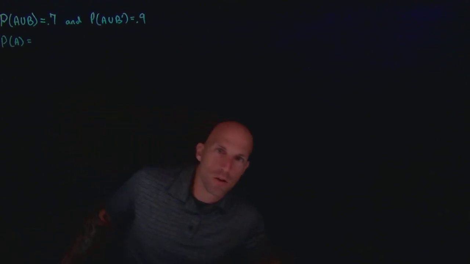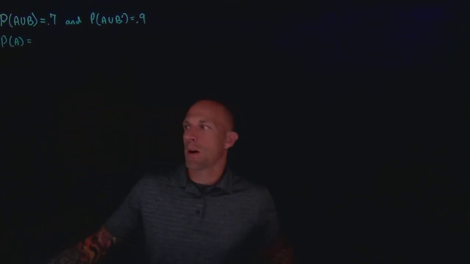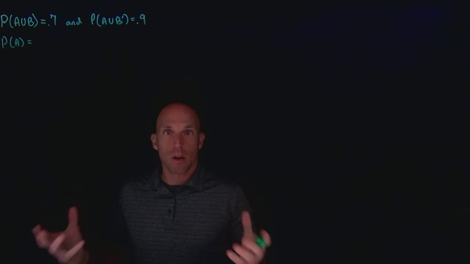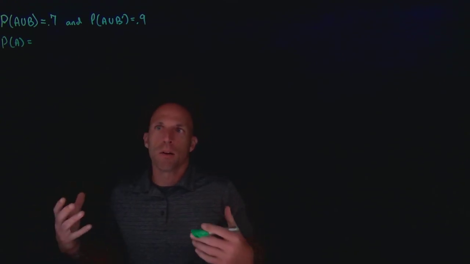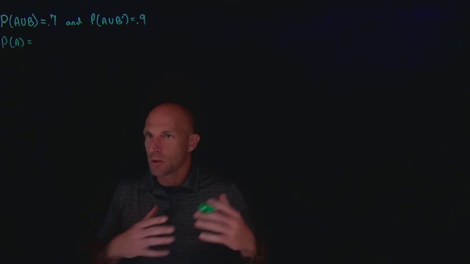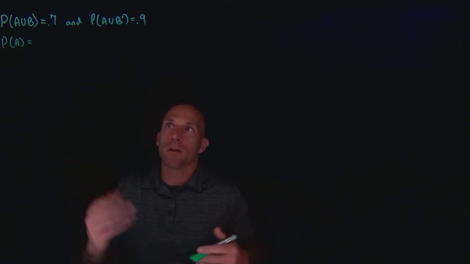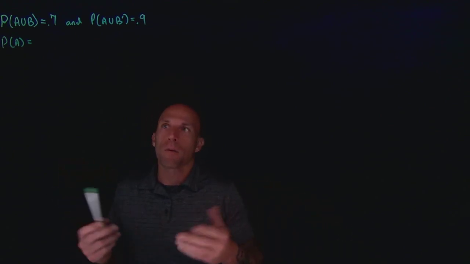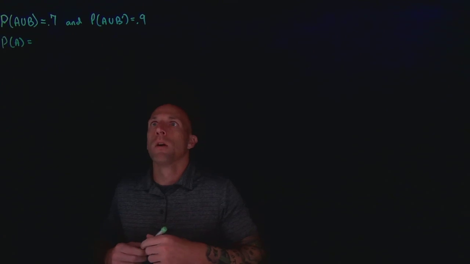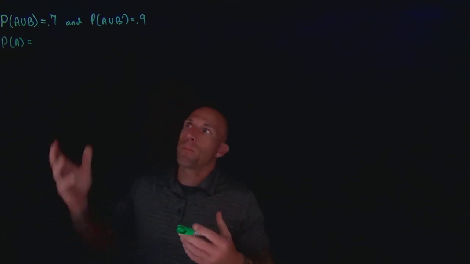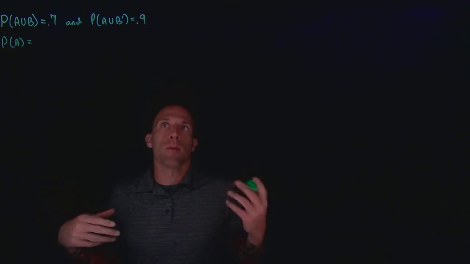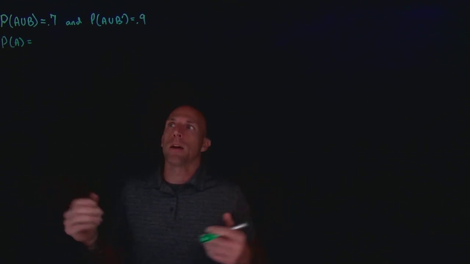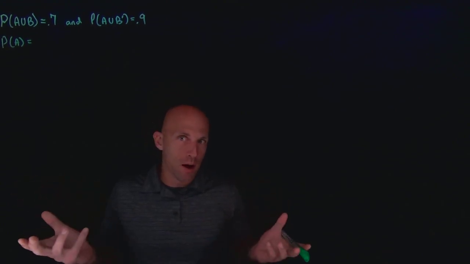All right, this is problem 3 from the SOA's released problems for exam P. And you can do it algebraically or graphically. The solution given by the SOA is done algebraically, and I think graphically is really a lot easier to think through. So we're given that the probability of A union B equals 0.7, and the probability of A union not B equals 0.9. Find the probability of A.